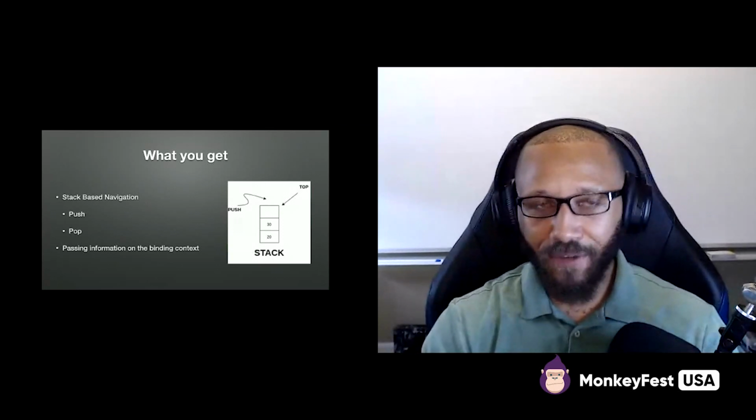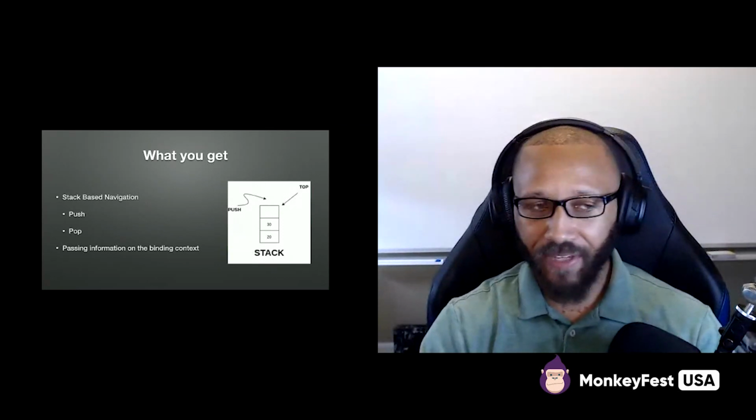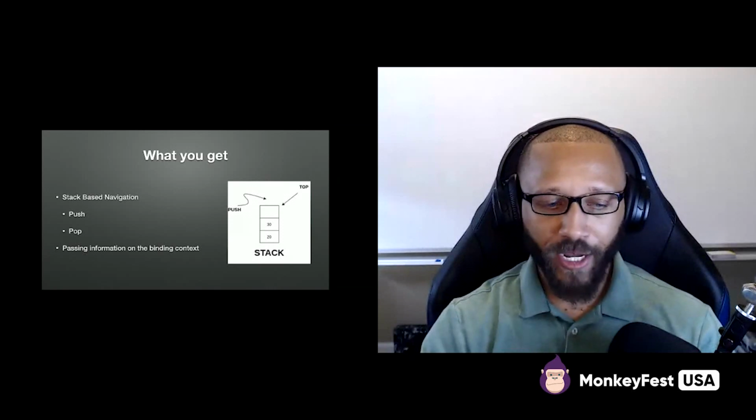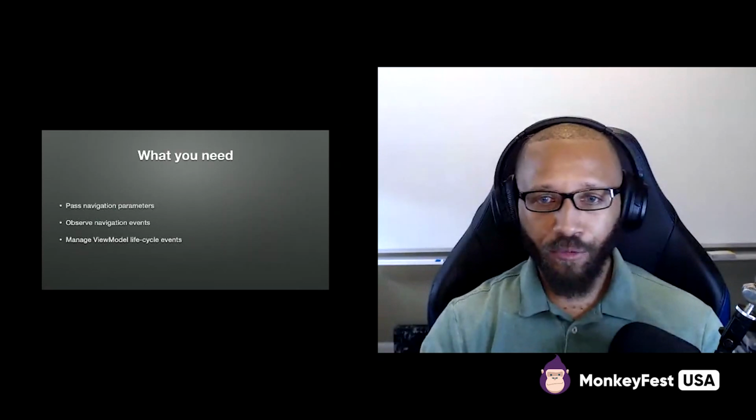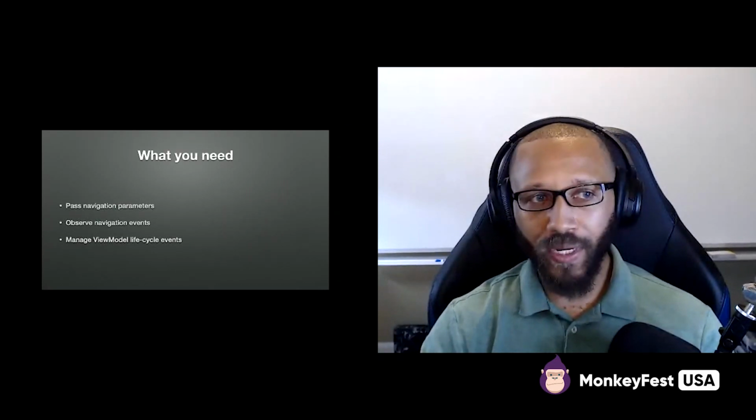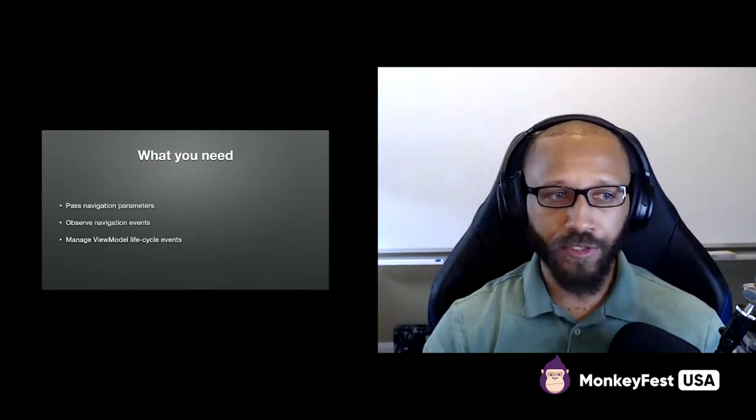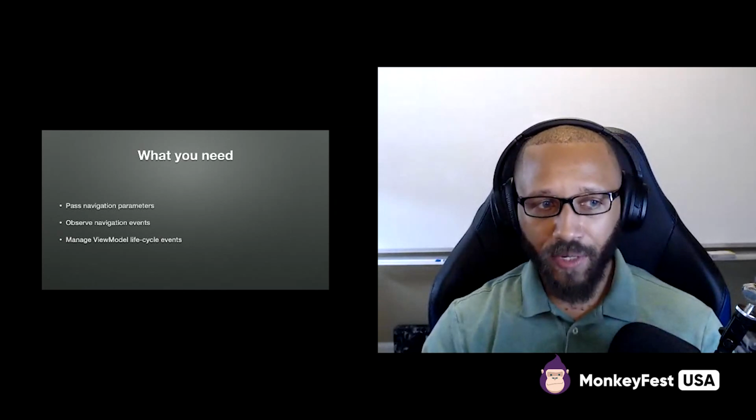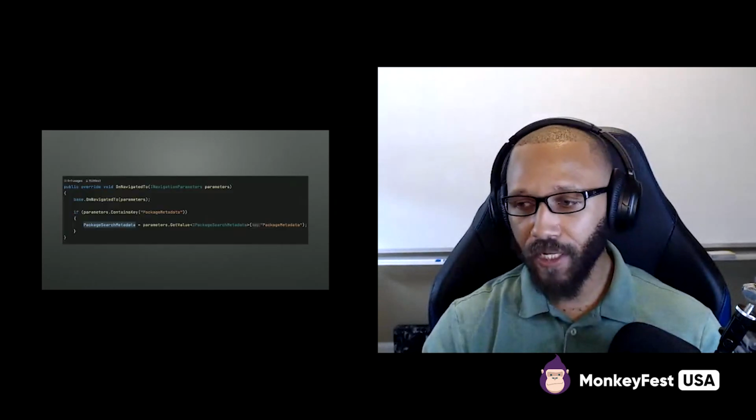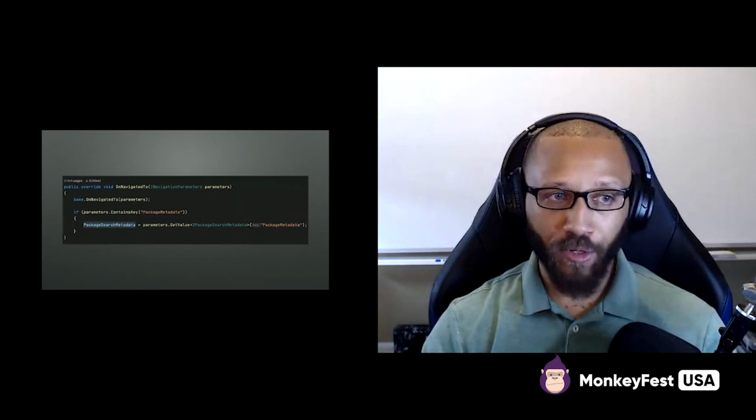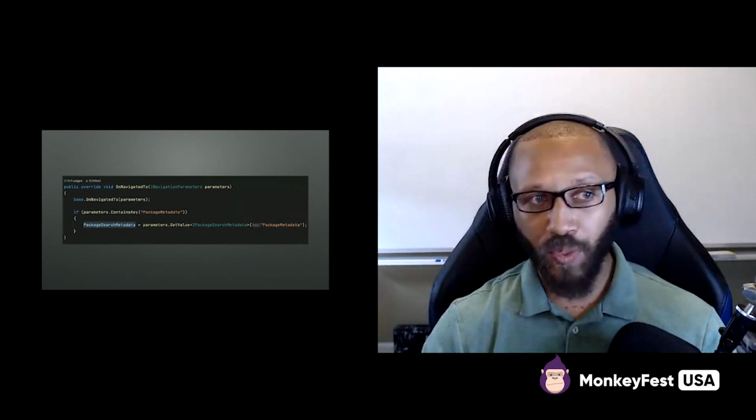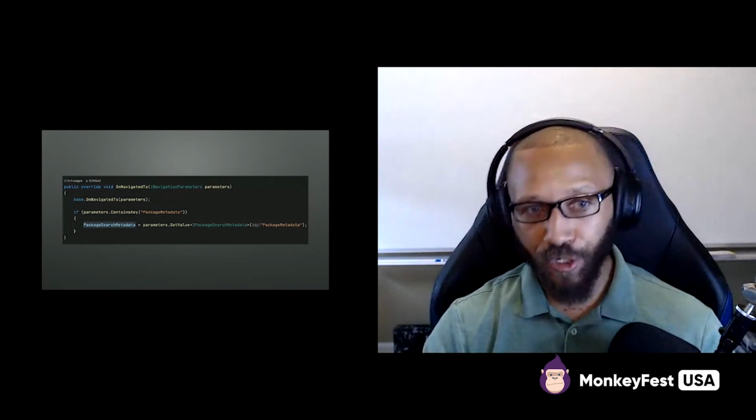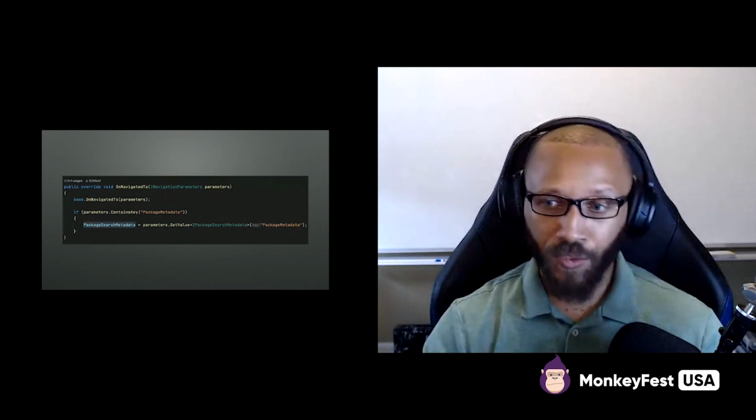Navigation that you get from Xamarin.Forms is just stack-based navigation, right? There's push, there's pop, and the recommended way of doing things is passing stuff on the binding context. We don't really care about that binding context, right? What we need is to pass navigation parameters, right? We need to observe navigation events, and we need to manage view model lifecycle events. So we need to be able to do stuff like OnNavigatedTo, passing parameters that we can then unbox when we get to the new page and then set state. Setting the binding context will actually trigger a notify property change, which could be side effect code that you don't want.